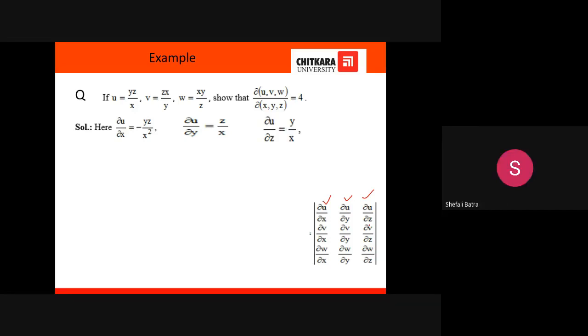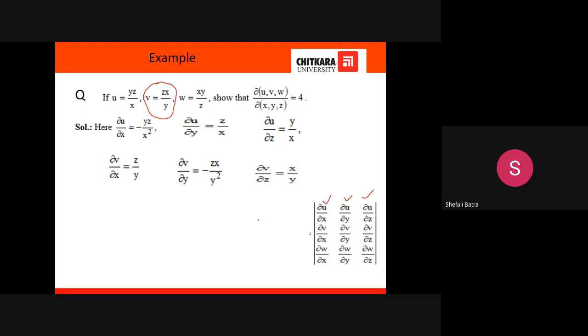Now next, curly v by curly x: z by y. Correct. Curly v by curly y: minus zx upon y square. Correct. Curly v by curly z: x upon y. Correct.